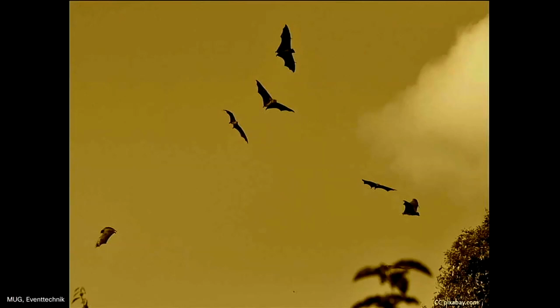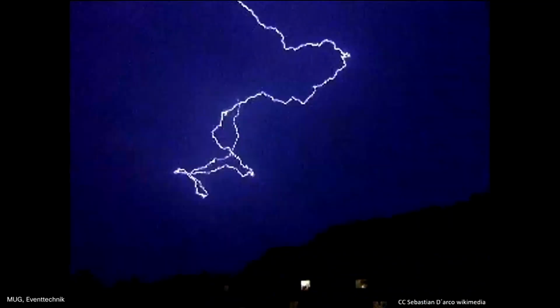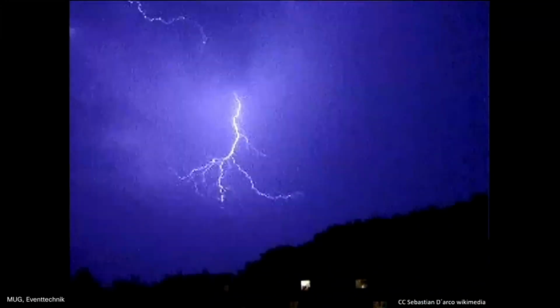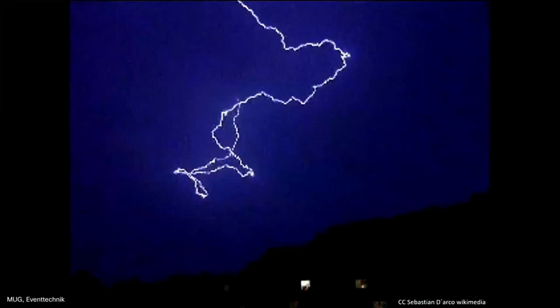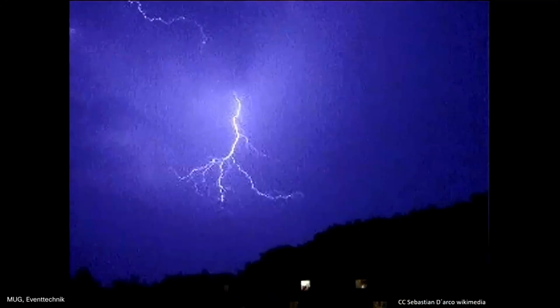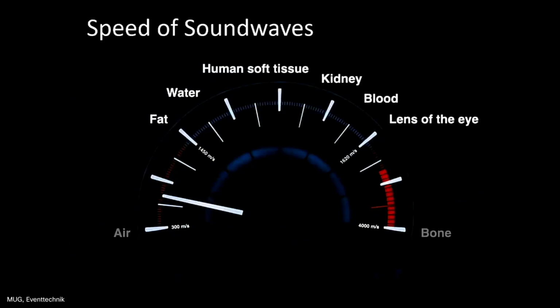Bats are masters of sonography. They emit sound waves and receive them and get an image of their surrounding without any visual input. We actually can do the same thing as a bat. Just imagine a thunderstorm, and you want to know how far away it is. You just count the seconds and divide them by 3, then you know the distance in kilometers. And basically that is what our ultrasound device is doing all the time. It's just counting the seconds.